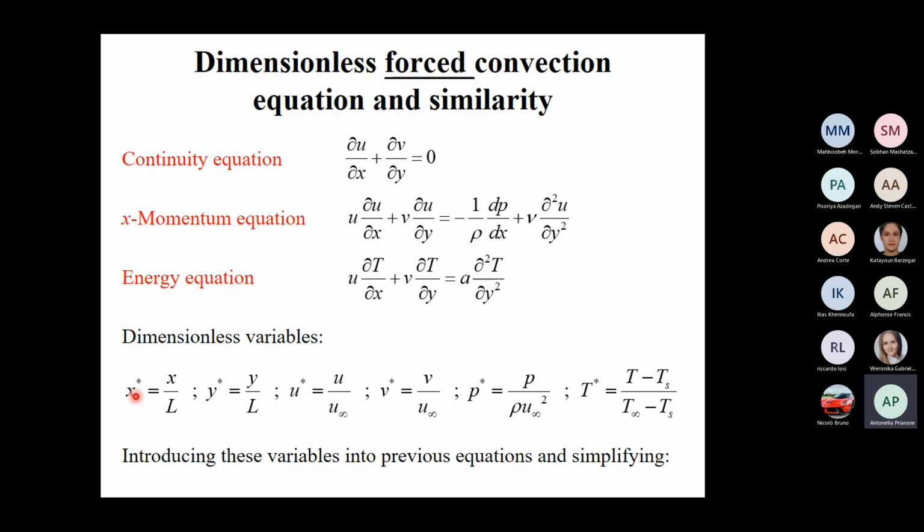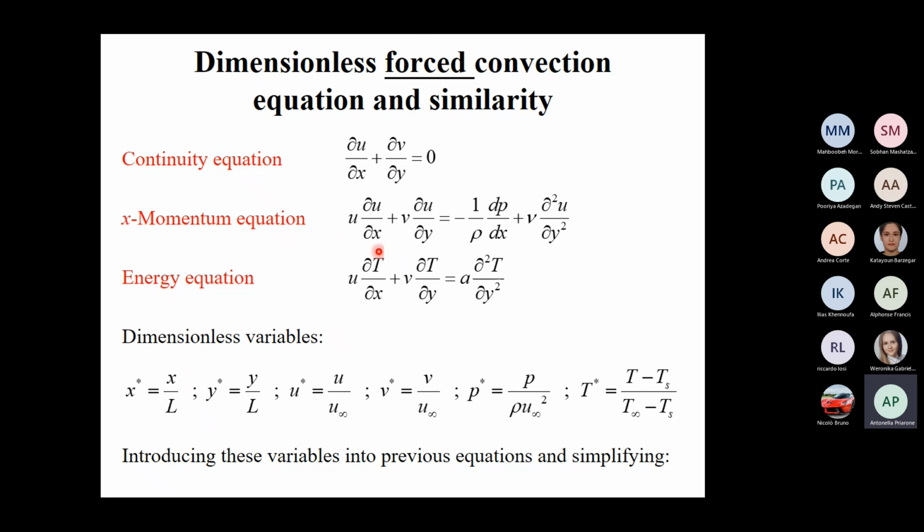So x star is the new dimensionless variable which starts from x. So x divided by L. L is the characteristic length of a phenomenon. Depends on the particular case. For example, if I'm analyzing a forced convection of a fluid in a pipe, L will be the diameter of the pipe. So L is in general the characteristic length of a phenomenon. Keep in mind that this case is for forced convection.